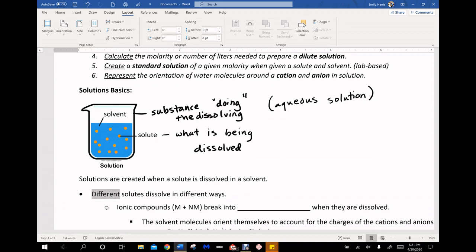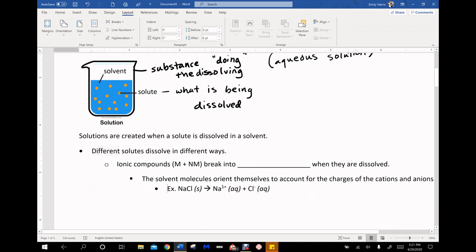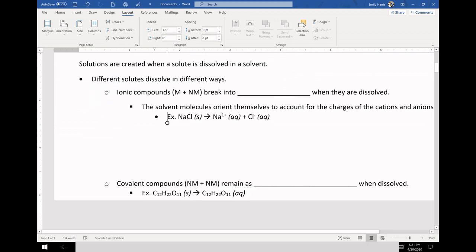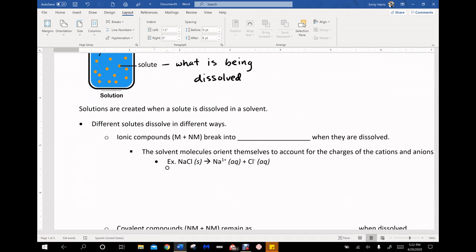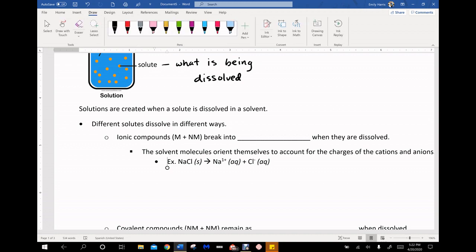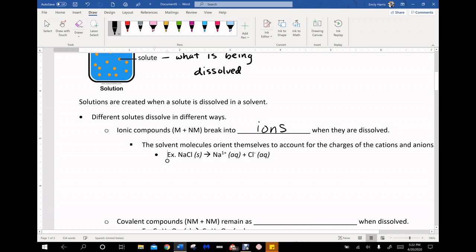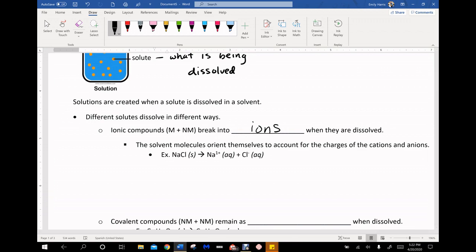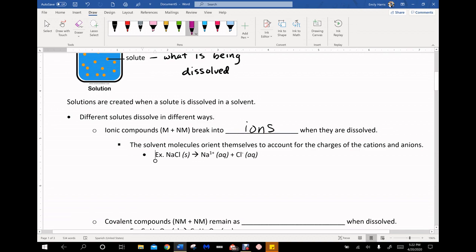So what we're going to do first is review what you learned yesterday in the simulation, that different solutes dissolve in different ways. When you have an ionic compound, which consists of a metal and a nonmetal, it is going to break apart into ions when being dissolved. Then the solvent molecules will orient themselves to account for the charges of the cations and anions.